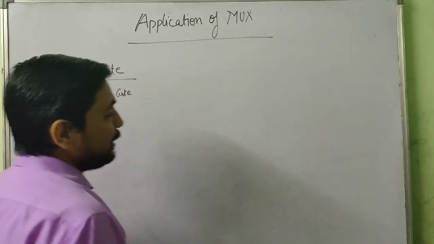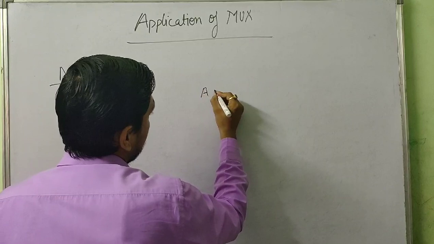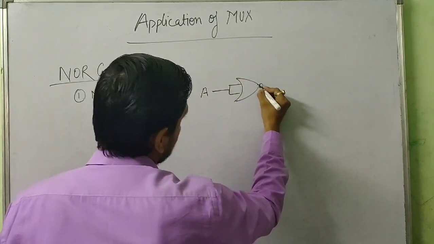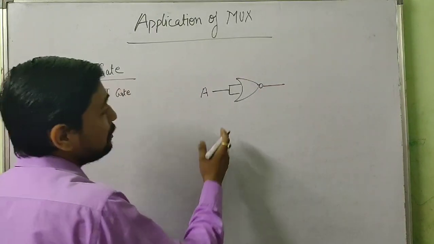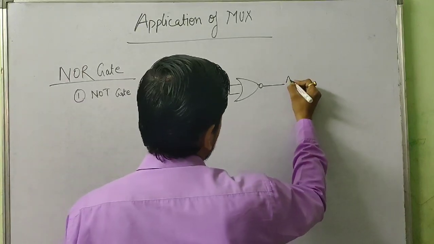And how to form a NOT gate? It's very simple. We need A complement, right? If A is the input, we'll pass A to a NOR. Now what will be the output of this? The output of this will be (A plus A) whole complement, that is A complement. I hope you got it.